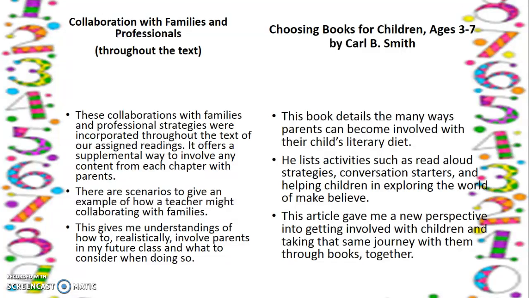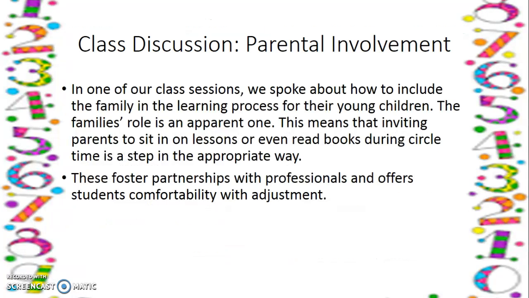Choosing Books for Children, Ages 3 to 7 by Carl Smith. This book details the many ways parents can become involved with their child's literacy diet. This article gave me a new perspective into getting involved with children and taking that same journey with them through books together.